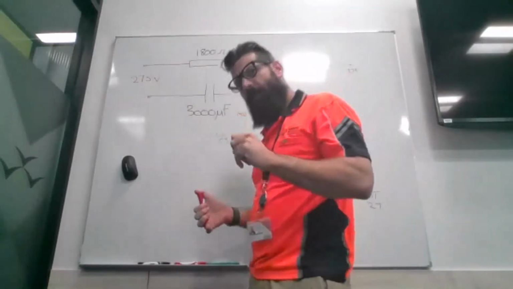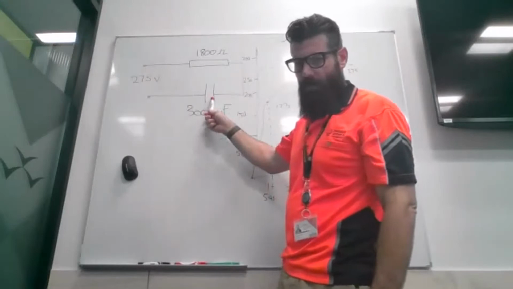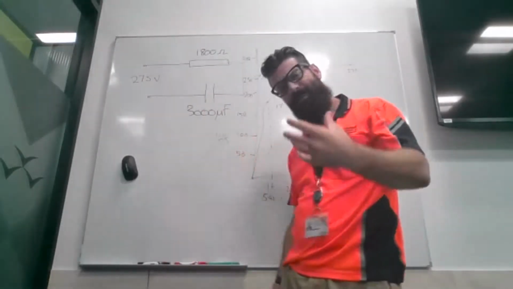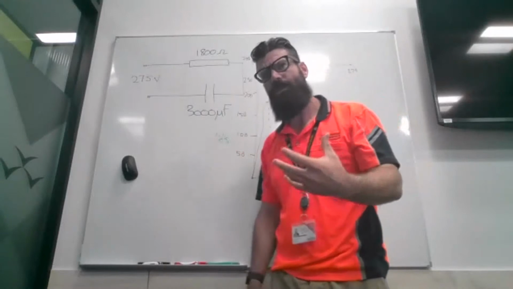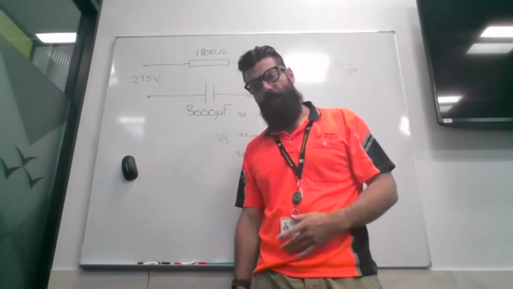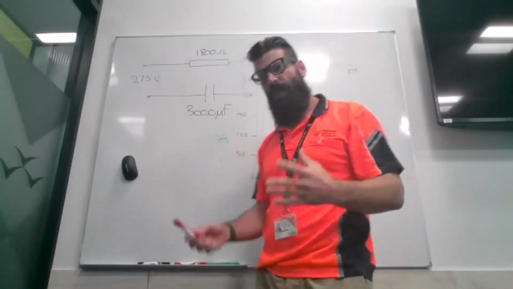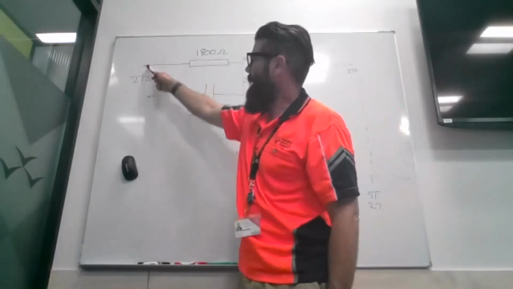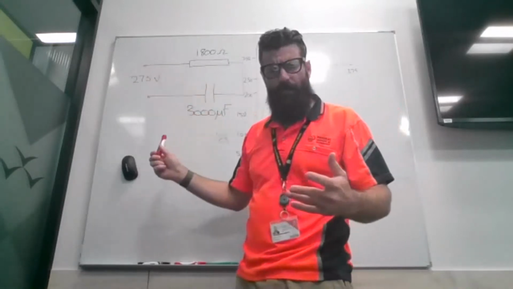However, we've got something that's going to change that equation. We've got that capacitor in there. So let's have a think about this. How does the voltage across the resistor change over the time that the capacitor is charging? Well, we can say, if I were to put my meter across here and here, that I'll get 275 volts, obviously.